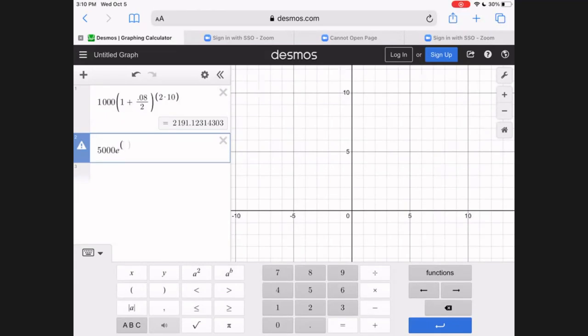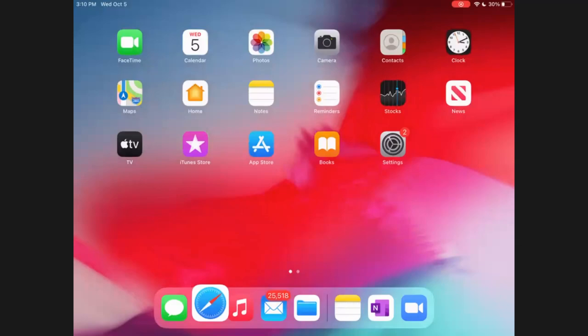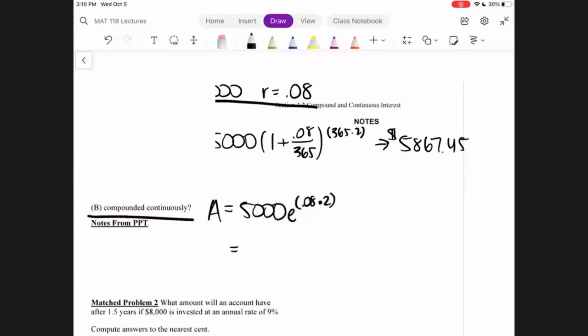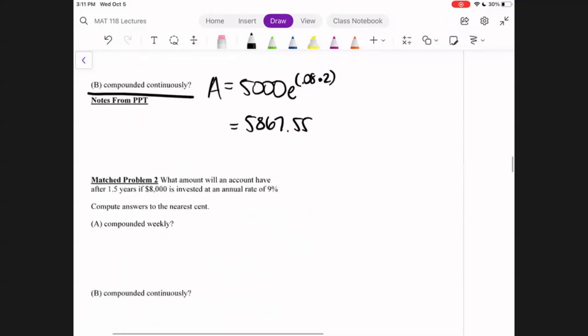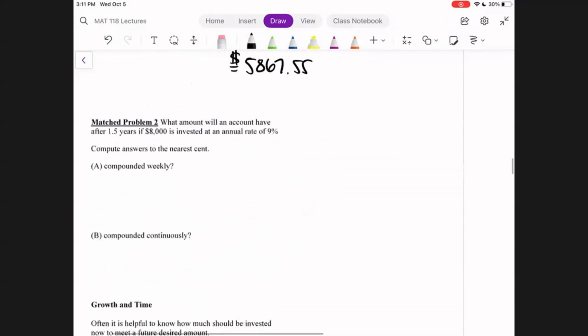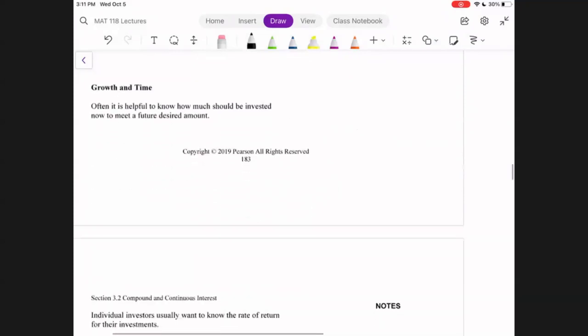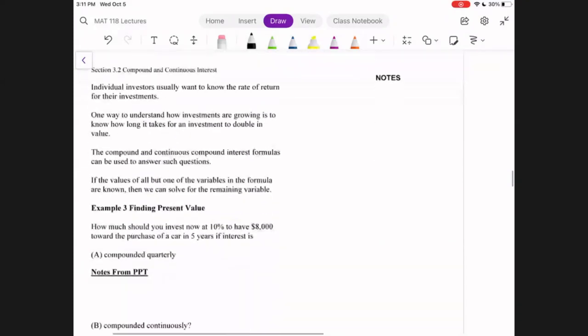And then parentheses, 0.08 times 2. So we get 5,867.55. Right? So 5,867.55. So you see, it's a little bit more than daily. Okay. So you can practice math problem 2. So off to the next set here.